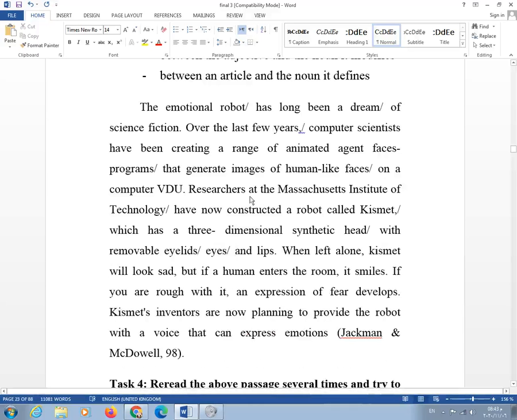Researchers at the Massachusetts Institute of Technology, MIT, have now constructed a robot called Kismet, which has a three-dimensional synthetic head, with removable eyelids, eyes, and lips. You understand? When there are several items like this, we mark each one with a slash.